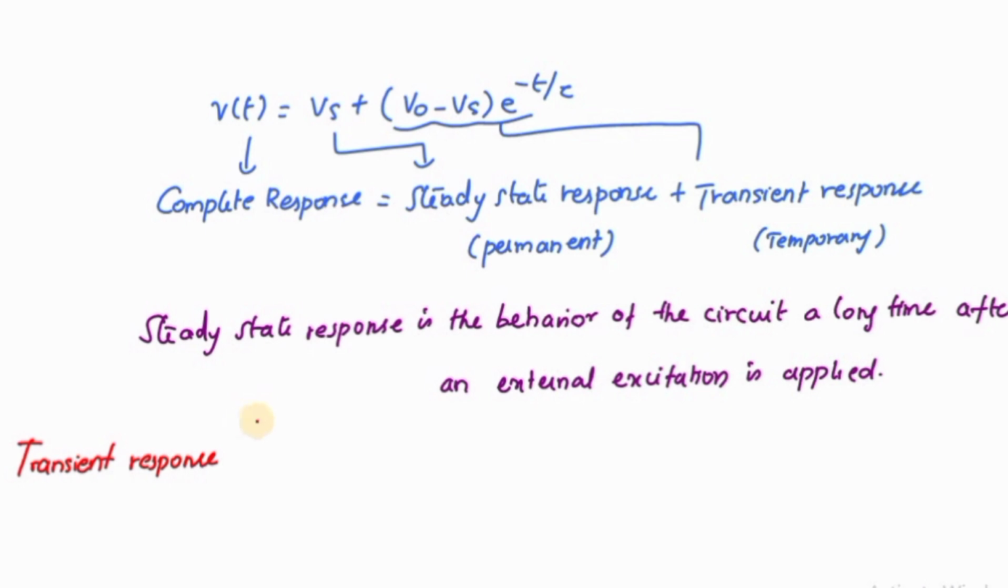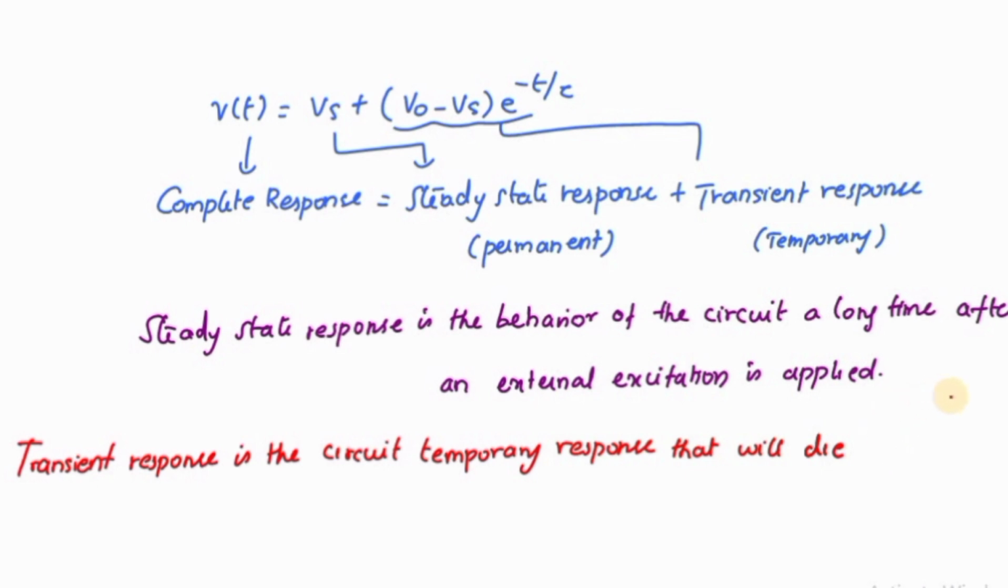So let us discuss the definition for transient response. It is the circuit's temporary response that will die out, right, with time. So when t is equal to infinity, it will go to 0. That is what it is. So it is nothing but a temporary response.